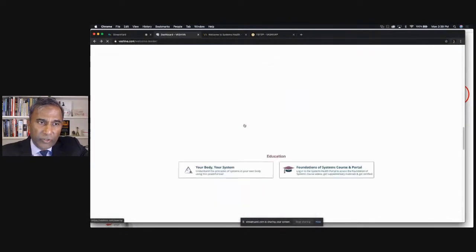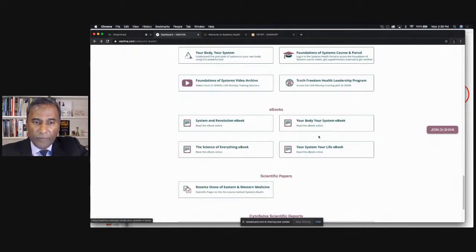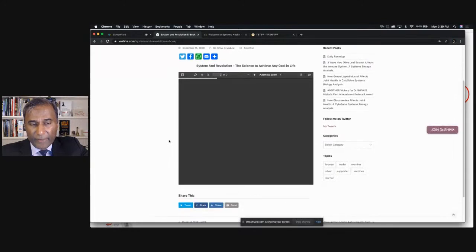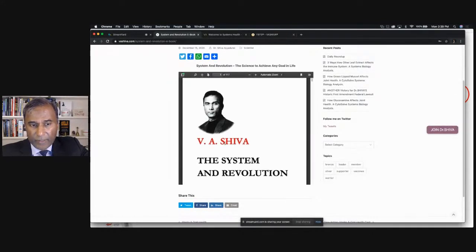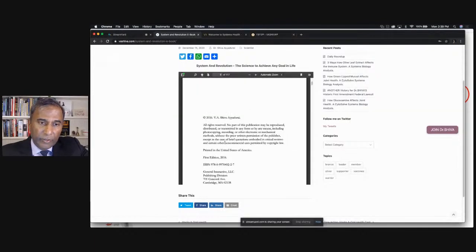So that's the educational. And separate from this, we have a whole range of books. There are 4 major ebooks. There's an ebook, System and Revolution, which is really the textbook, which really teaches you the theory and the physics of systems. It's called System and Revolution. You understand what is a system and what is revolution. You can go through this.